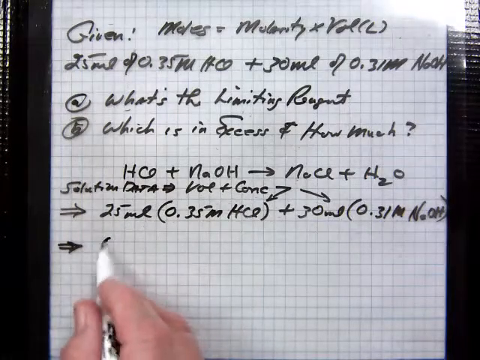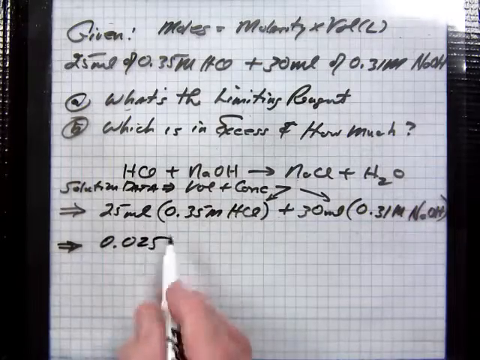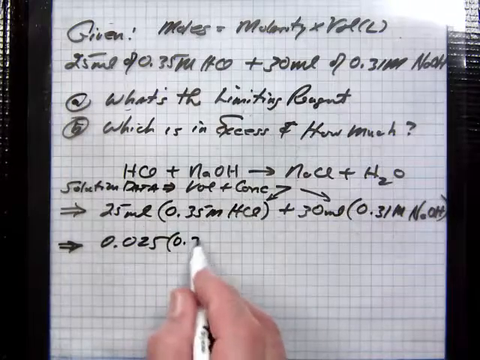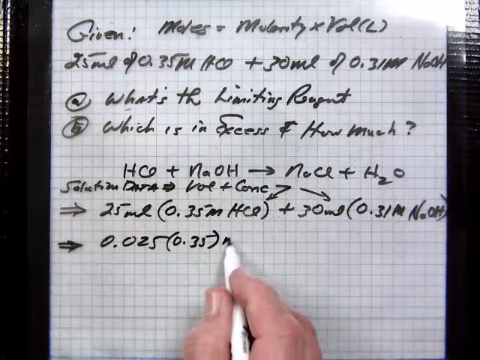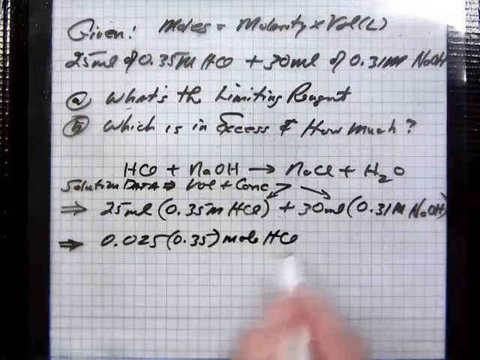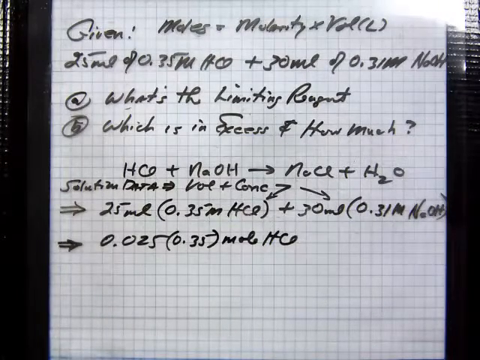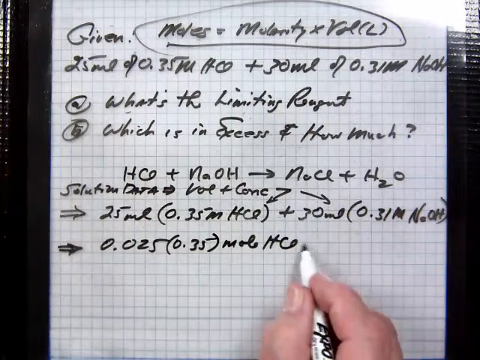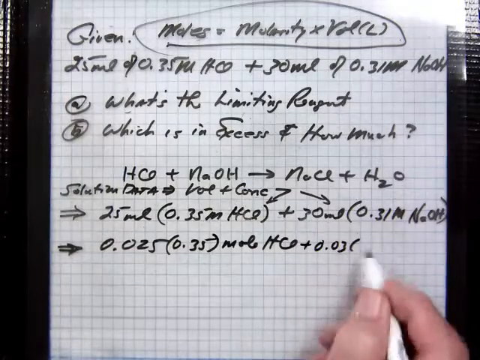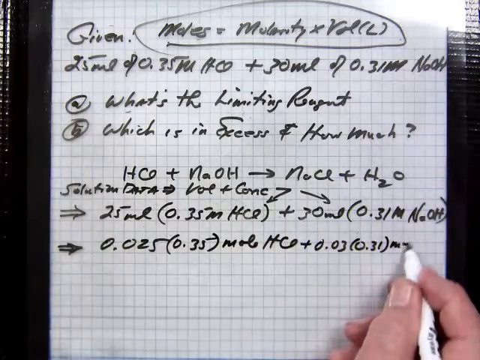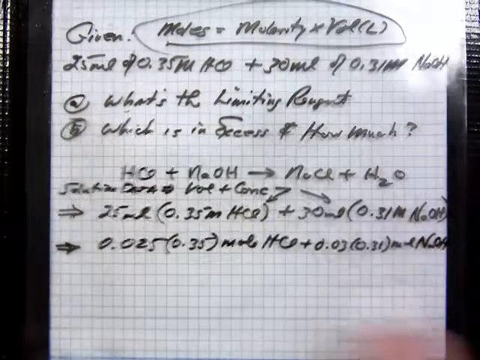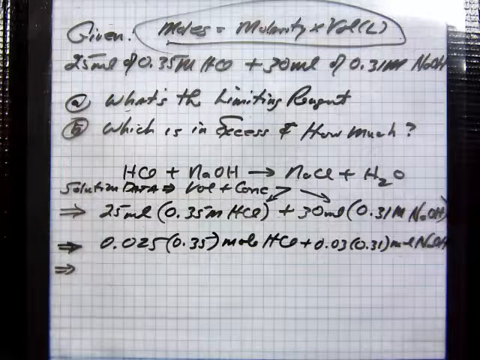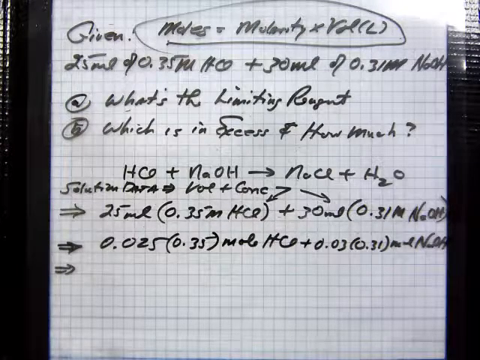So 0.025, I know that's in liters. That molarity, I don't have to do anything to. I just put 0.35 there, and I'll put mole HCl. Molarity times volume in liters. I just followed my formula up here. And I'll do the same thing over here: 0.03 times 0.31. I'll say mole sodium hydroxide. Then I'll compute those two, and I'll have moles. The smaller number will be the limiting reagent, and you'll identify the excess.